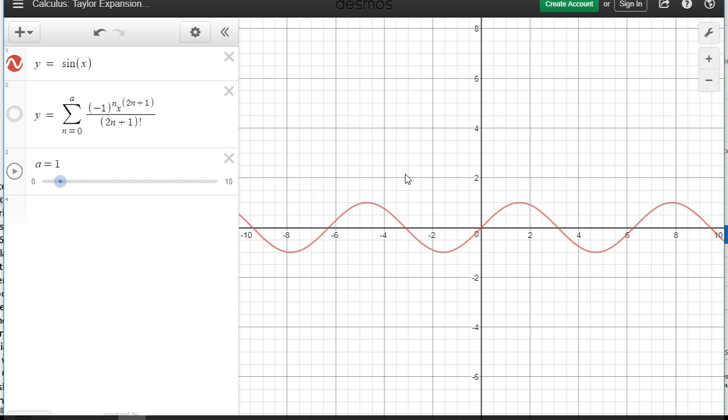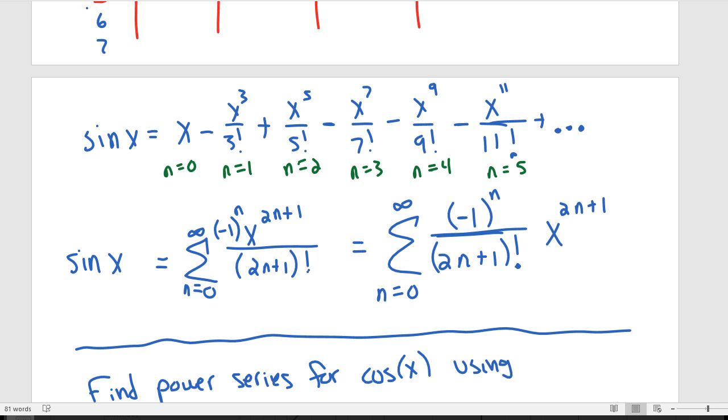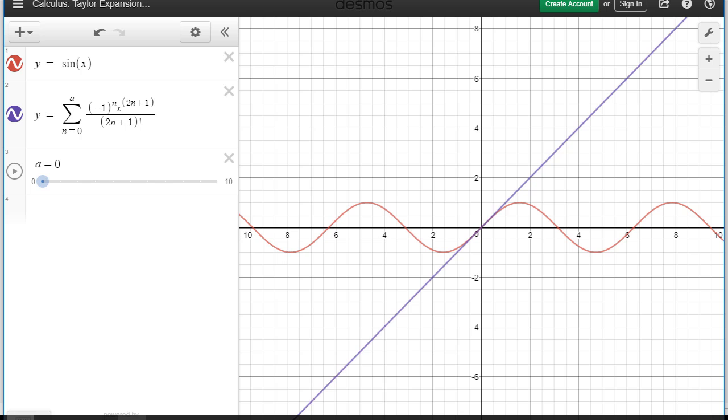Remember, the Taylor series, the Maclaurin series in this case, is an expression that can approximate the function. If I turn that graph back on, here is the very first term in that series. This is x. Remember, when we plug in a equals 0, we got x as the power series. So the first term is y equals x. And if we come back to this graph, we can see that here's y equals x.